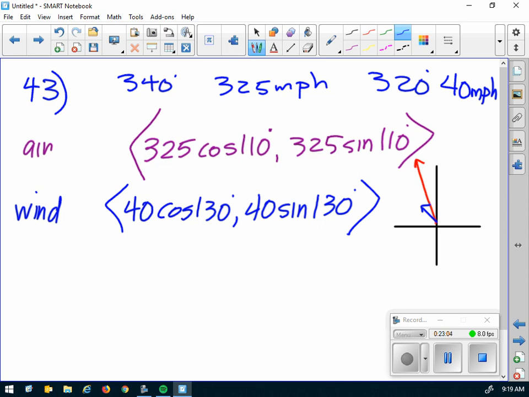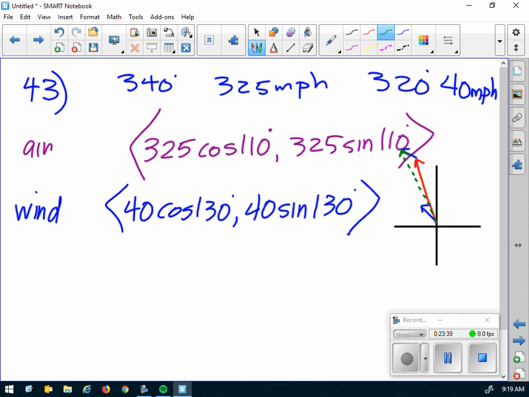Now, do you remember when you add vectors, when we did it on paper? If we wanted to add the wind's vector to the plane's vector, we would add it up here, right? So the plane really is going like that. Now, we want to find the ground speed and direction. Well, all we're going to do is add those two vectors together.